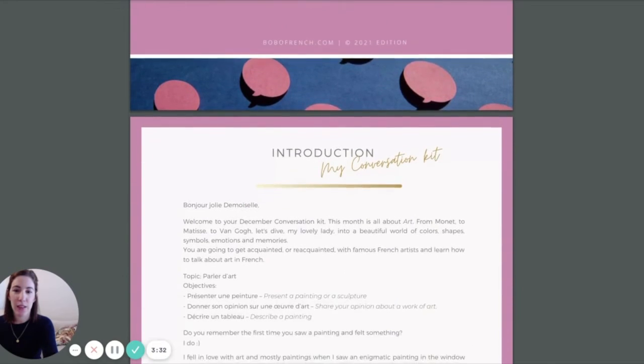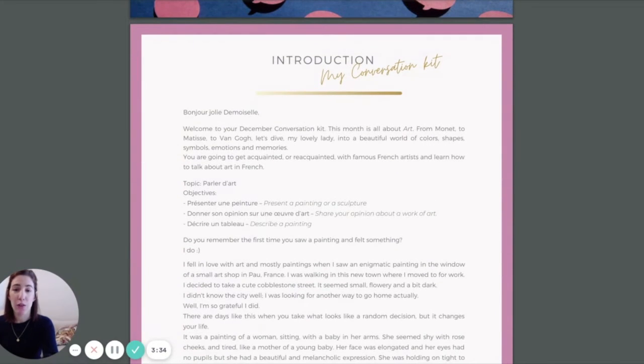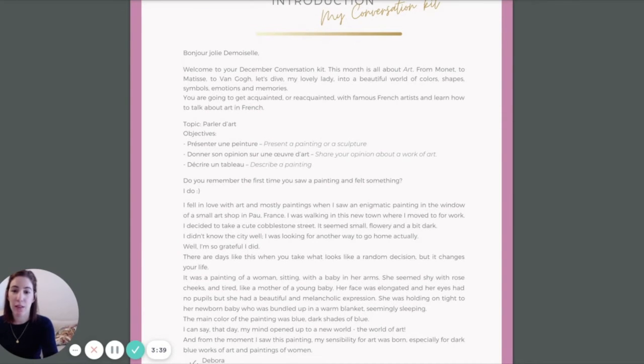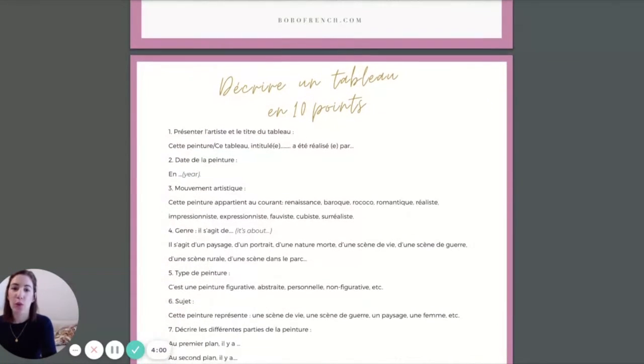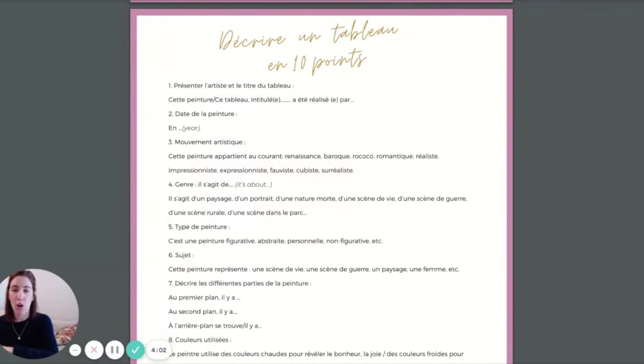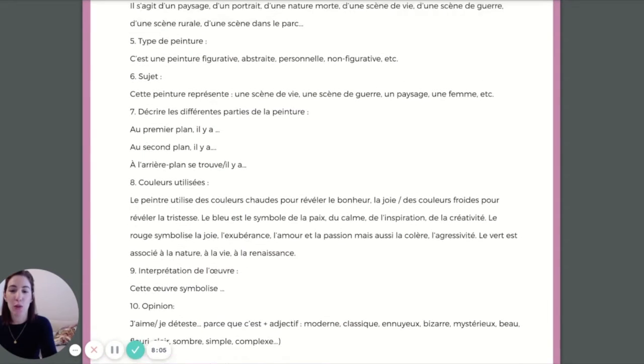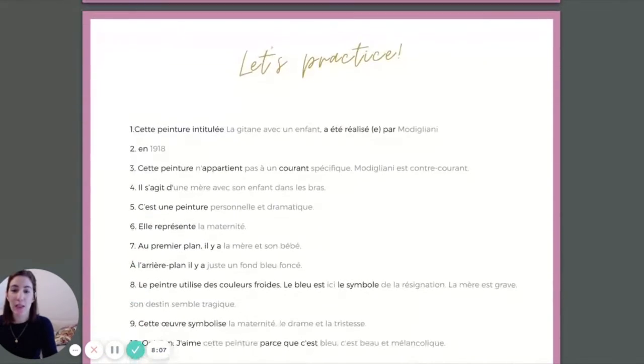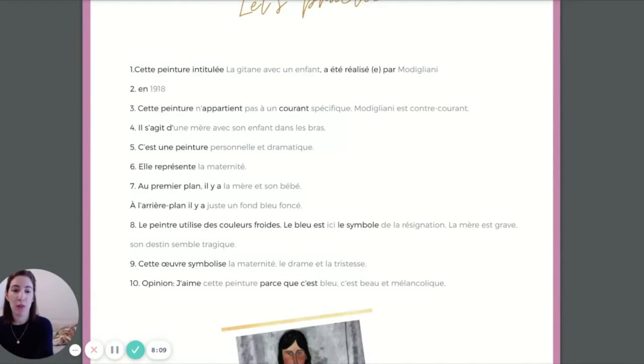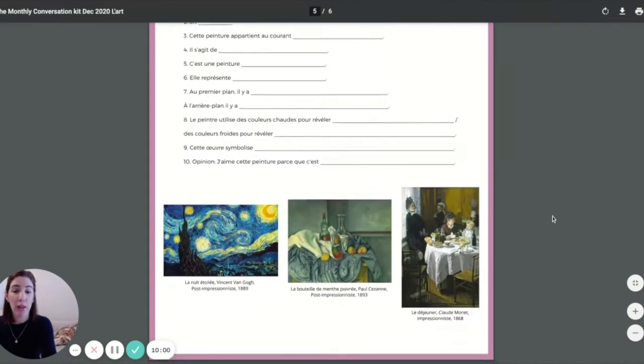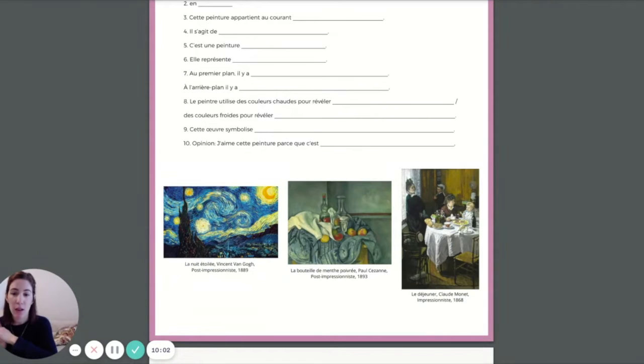You have an introduction, so the topic, the objectives of this monthly conversation kit. Ensuite, donc décrire un tableau en 10 points. Ensuite, on continue. Donc là, c'est let's practice. So I give you an example. I give you 3 paintings. You can go with another painting. Of course, it's just I wanted to provide you some material so you can work with.